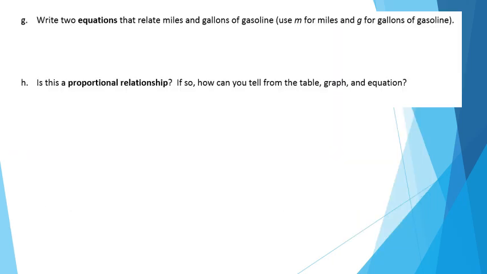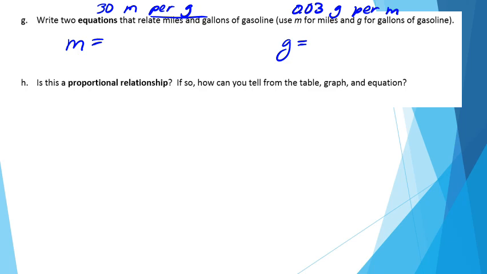Now let's write two equations that relate miles and gallons of gasoline. So one is going to start with M equals, the other is going to start with G equals. And so our two rates, we had 30 miles per gallon and 300ths of a gallon per mile. So per gallon, that's my clue that I'm going to be multiplying by the number of gallons. So I'm going to think about this rate going right here. 30 times the gallons will give me the miles. That means that this one here, per mile, 300ths is going to go right here. So 300ths times the number of miles will give me the number of gallons of gas that I need.